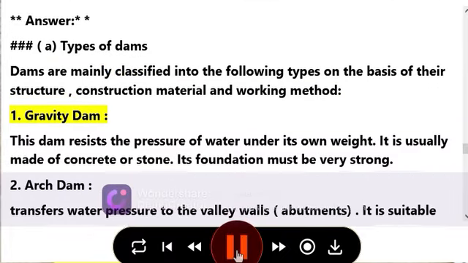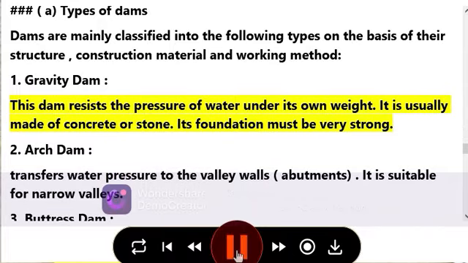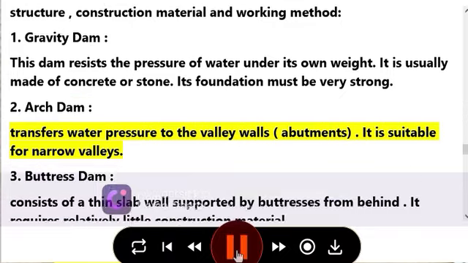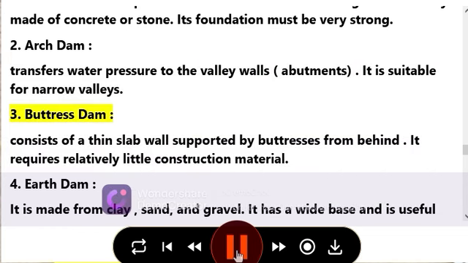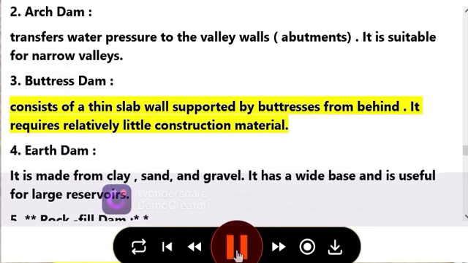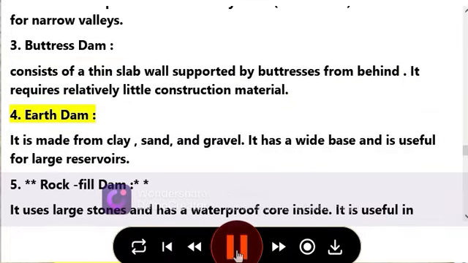Dams are mainly classified into the following types on the basis of their structure, construction material, and working method. 1. Gravity dam. This dam resists the pressure of water under its own weight. It is usually made of concrete or stone. Its foundation must be very strong. 2. Arch dam. Transfers water pressure to the valley walls, abutments. It is suitable for narrow valleys. 3. Buttress dam. Consists of a thin slab wall supported by buttresses from behind.